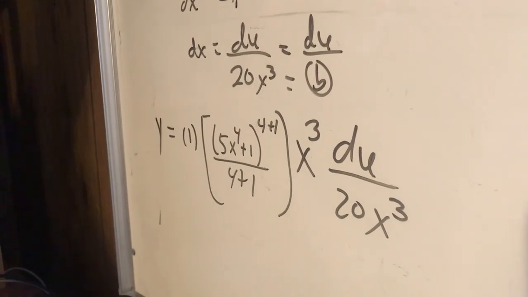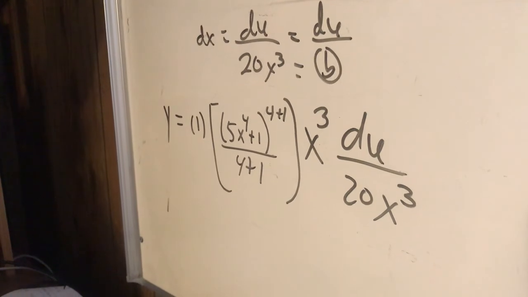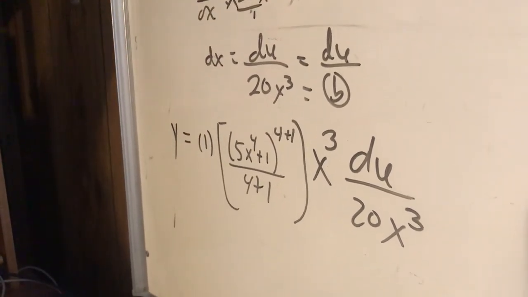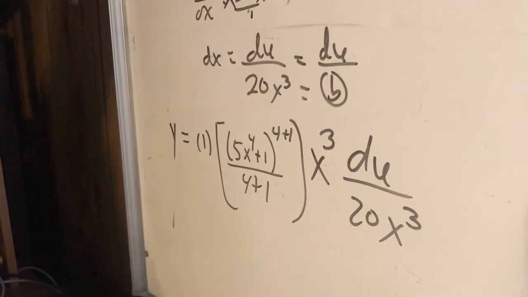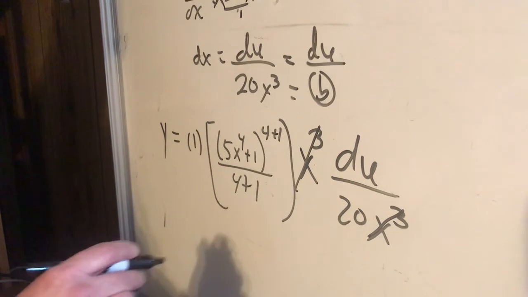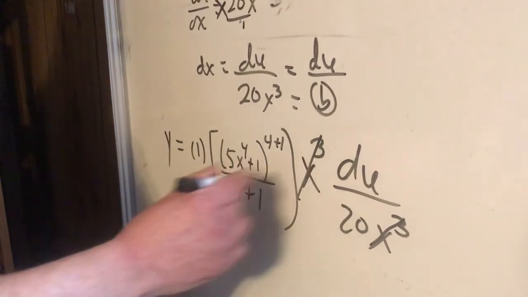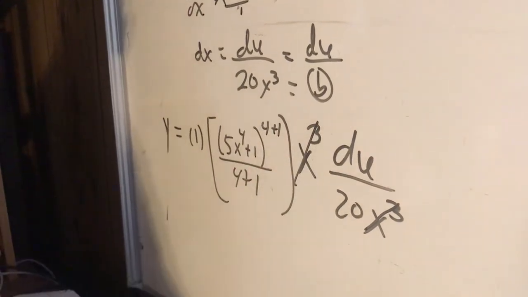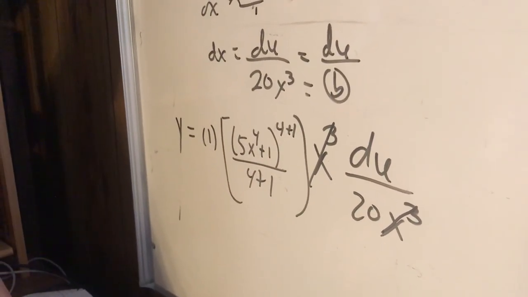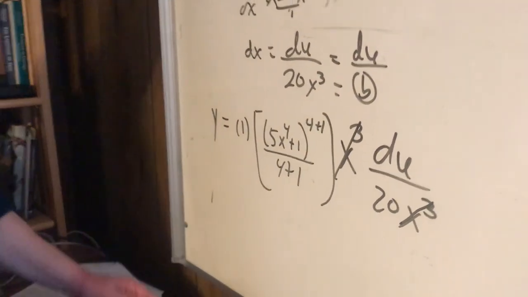Okay, now notice, is that 20x cubed? Yes, it is. Okay, so notice now the x cubeds cancel. So now what I have, I just have an integral in, well, what I forgot to do is what? The integration sign. You got 10 seconds, by the way. We'll come back in a minute.